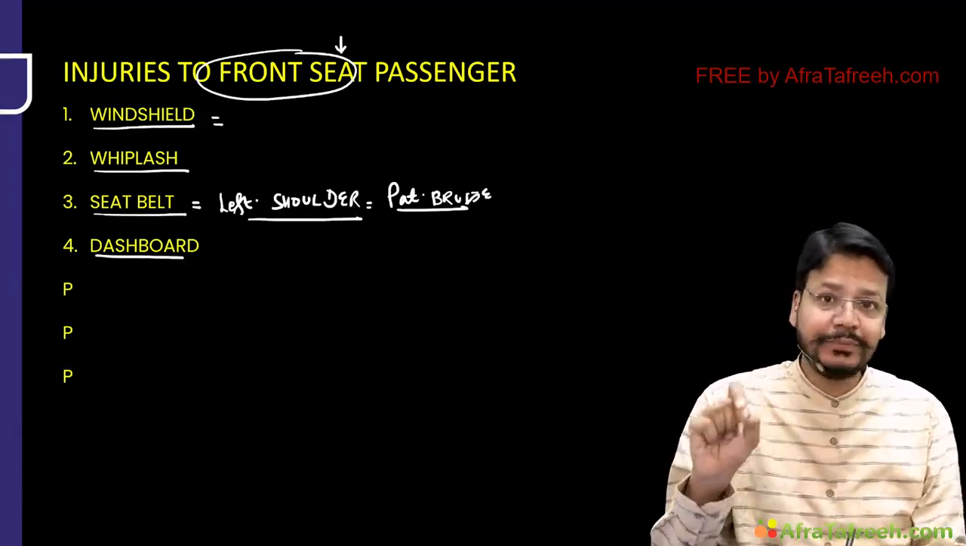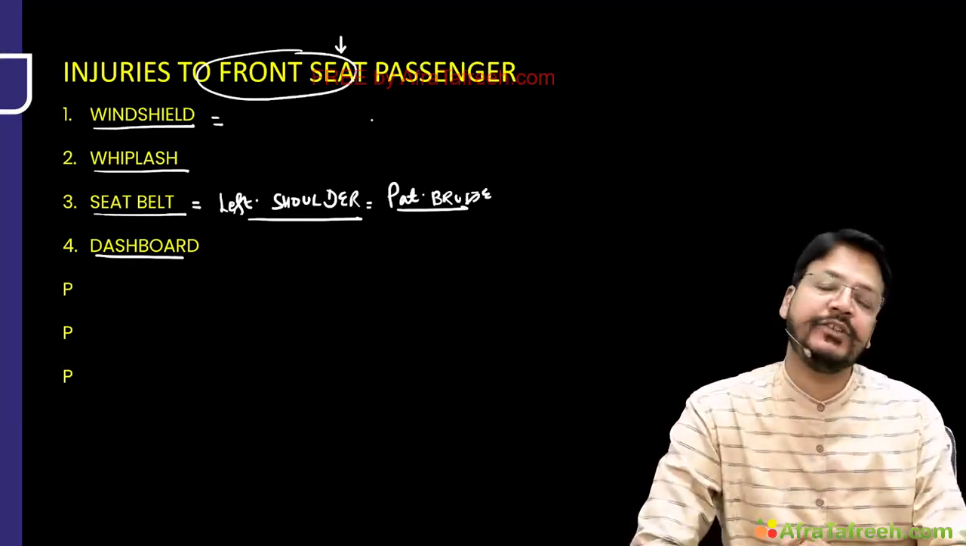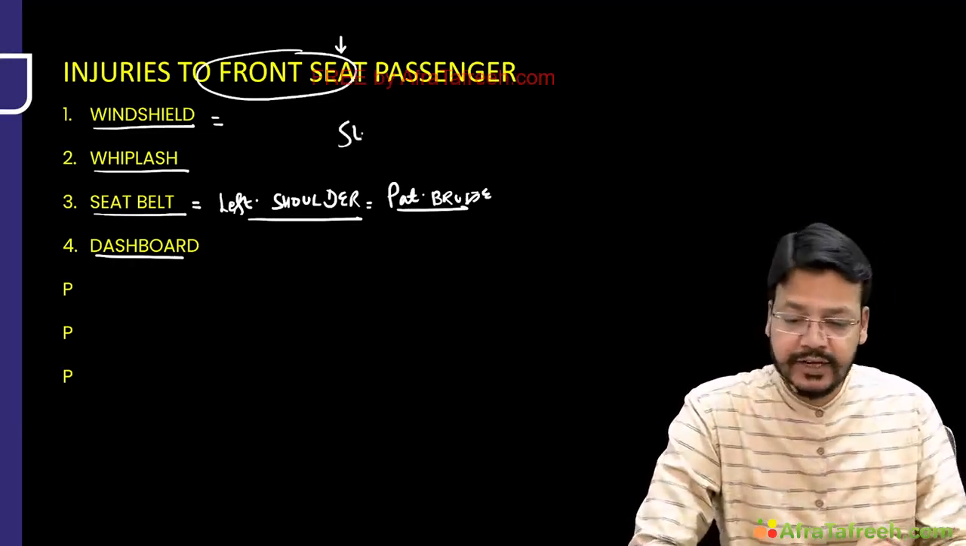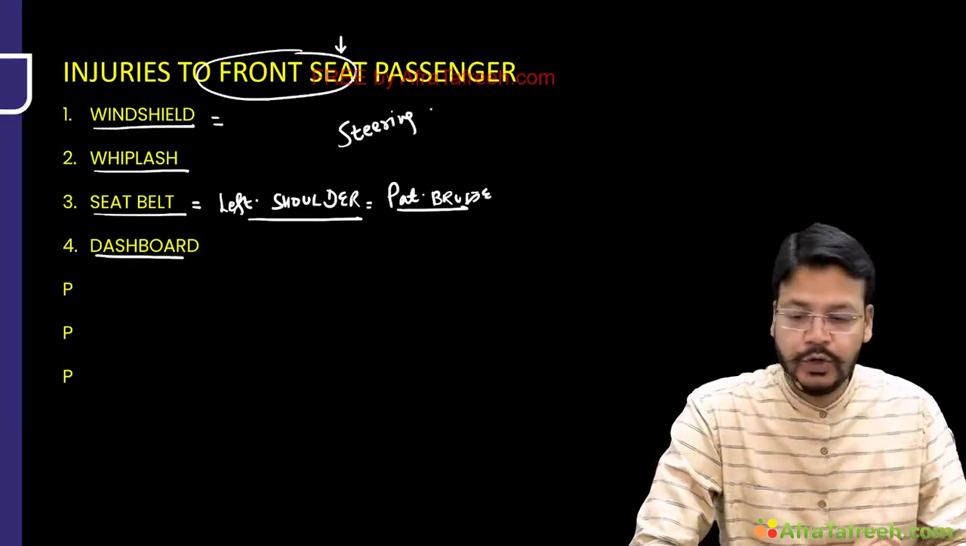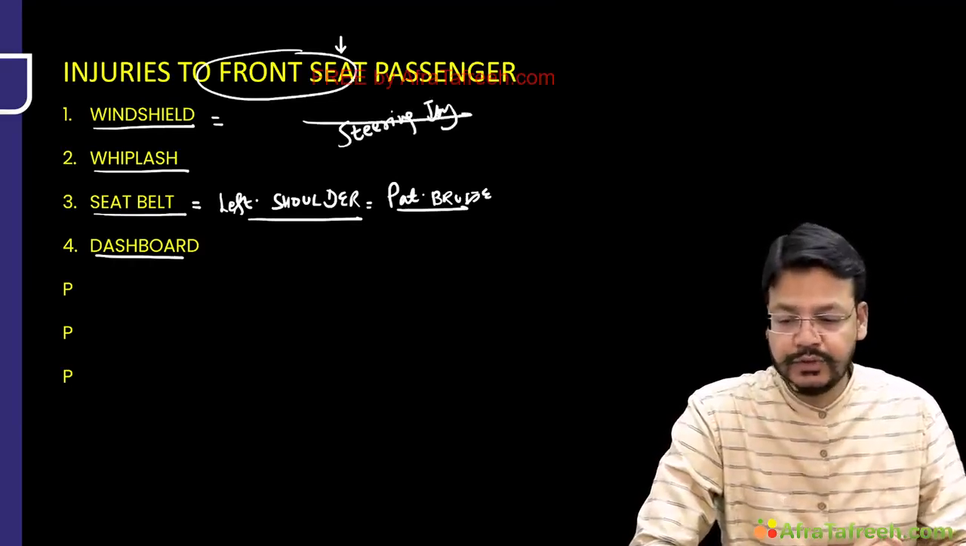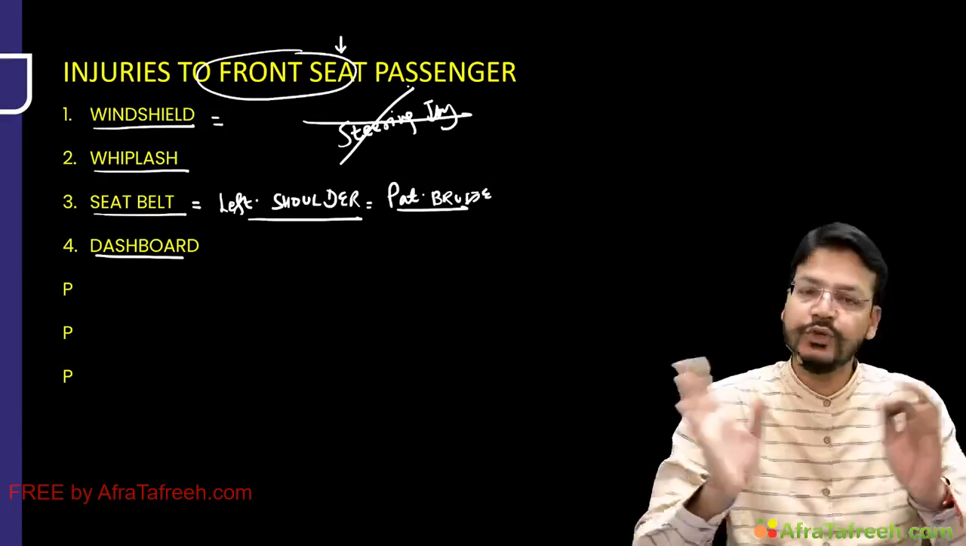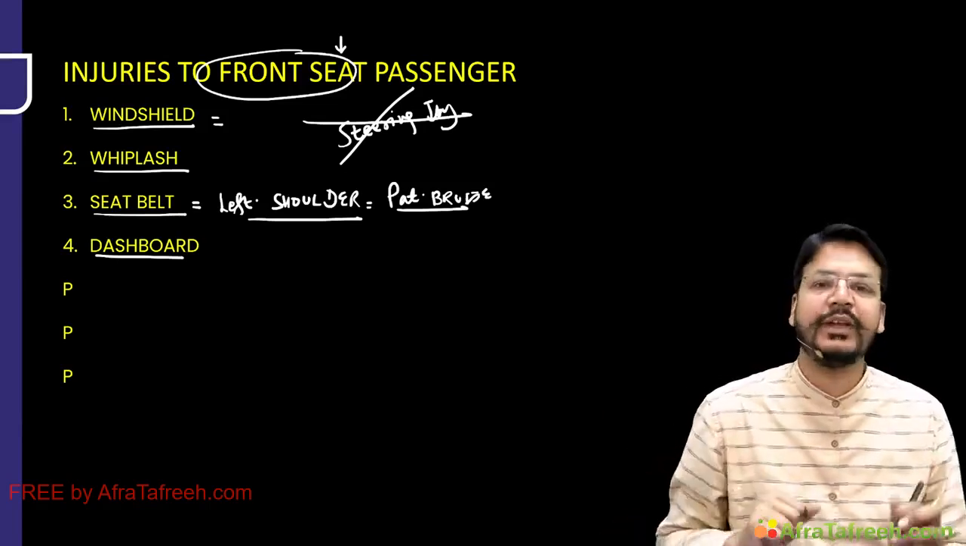It means, sir, one injury is missing in the front seat passenger. Anyone who can tell me? Yes, steering injury is missing. No steering wheel injuries, because there is no steering wheel. Okay, that's very, very important.